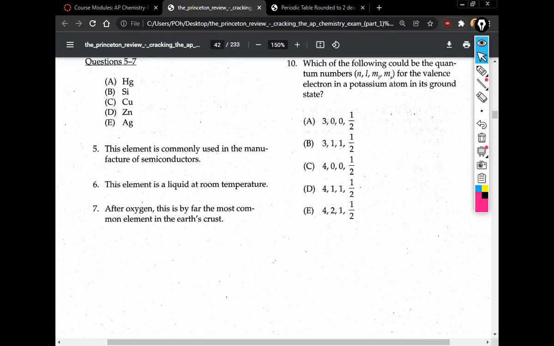Alrighty, you guys ready to go? Semiconductors are things that we put in computer chips. Anyone know? Not copper, not silver. Yeah, silicon. Okay, B.